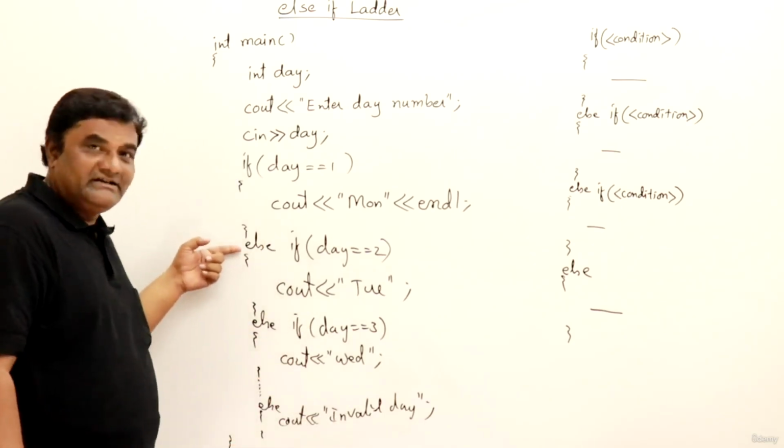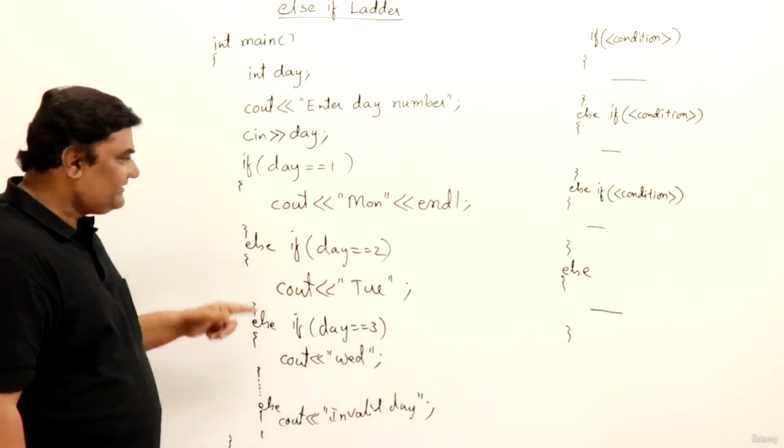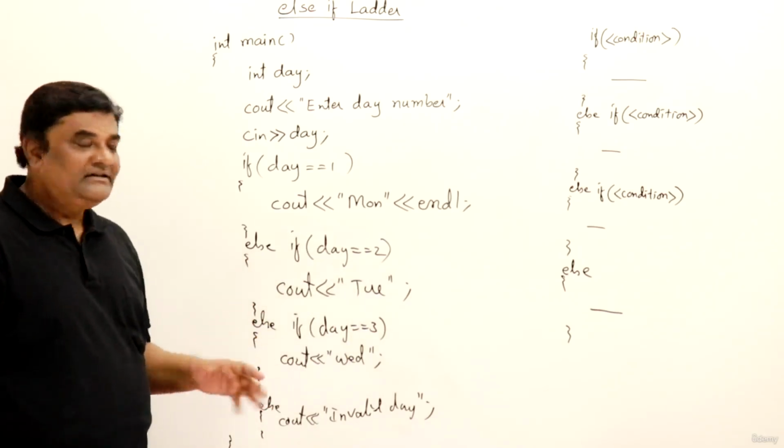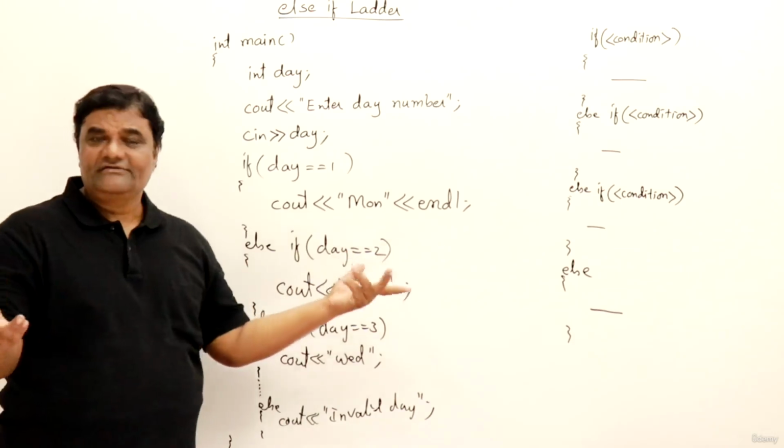Because this is the outermost else. All these things are inside this else, right? So it will not enter inside. So just check this one. It is true. That is enough.